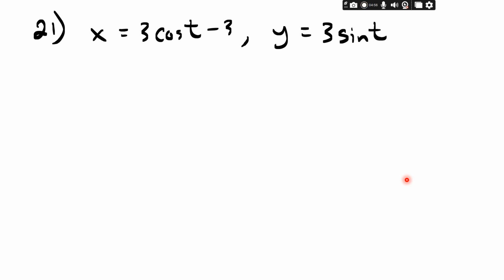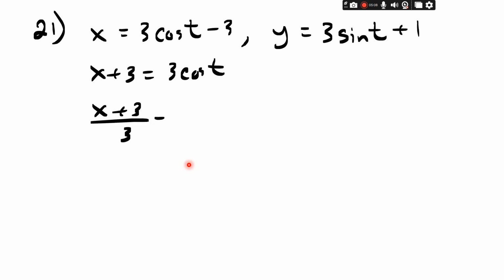Okay, number 21. Here's the setup. And let's go for it. So looking over here, I'm going to add 3 to the other side real quick here. And I'm going to divide by 3 here. Divide by 3 here, divide by 3 here. Notice I'm not showing the work, I just show the next step. And that's fine too. That's normally how it's done.